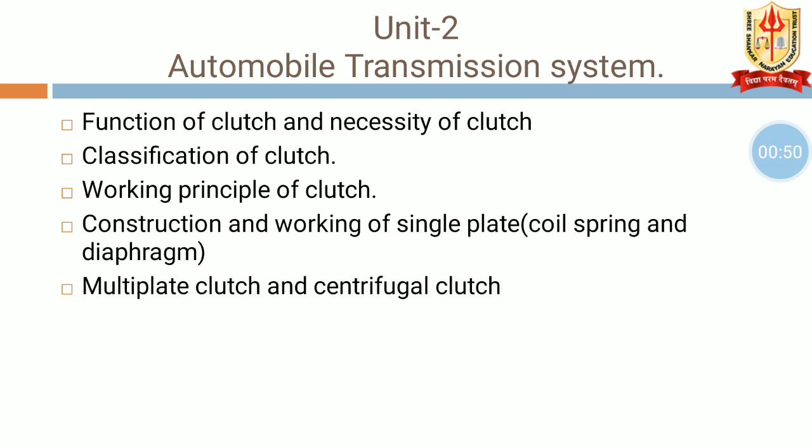In this chapter we are going to see about the automobile transmission system. If you talk about the transmission system, then it involves different parts. The engine is going to generate the power. After the generation of power, it is required to be sent to the wheels for the propulsion of the vehicle. So from the engine to the driving wheel, we have some parts.